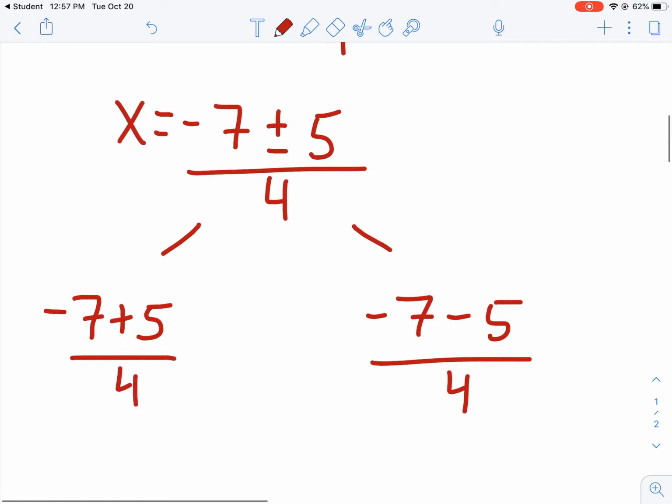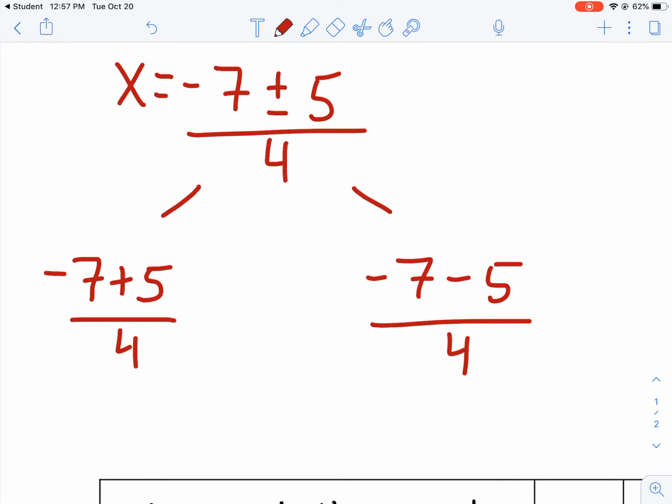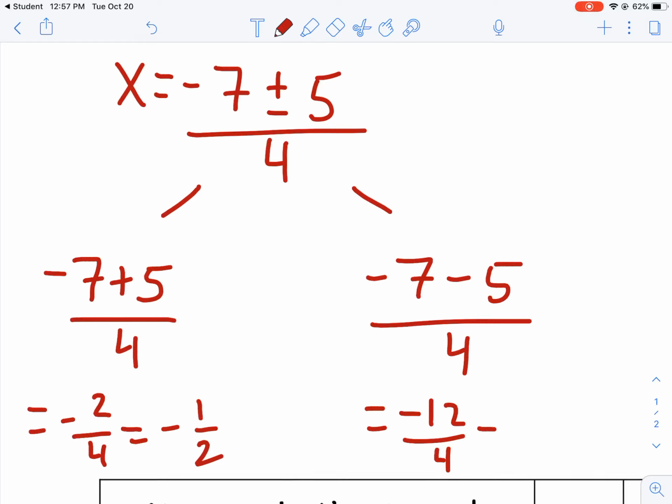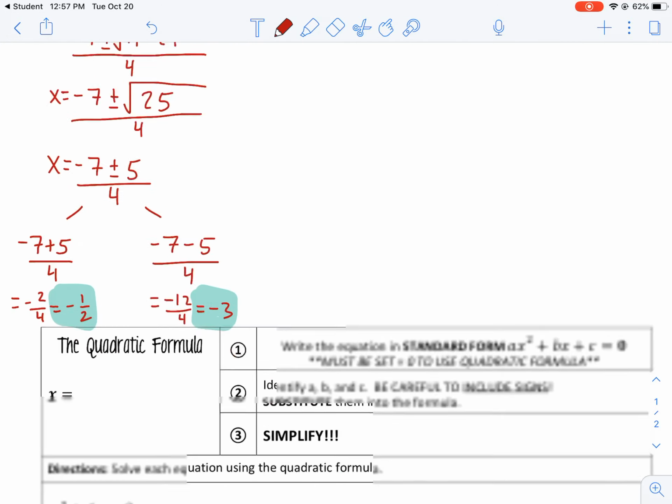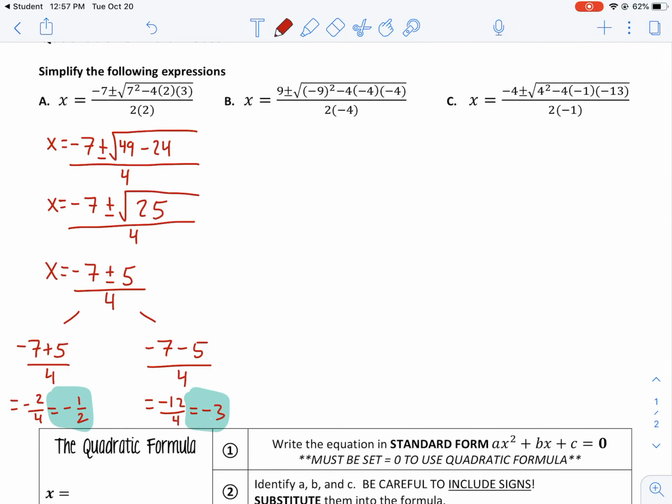So we've got -7 plus 5. That's -2. So we have -2 over 4. That's equal to -0.5. And then over here we've got -7 minus 5. That's -12 over 4. -12 divided by 4 is -3. So we've got answers of -0.5 and -3. So whenever you're doing the quadratic formula, you need 2 numbers.